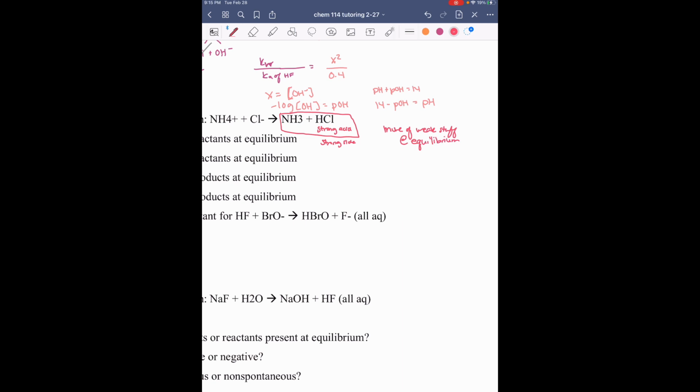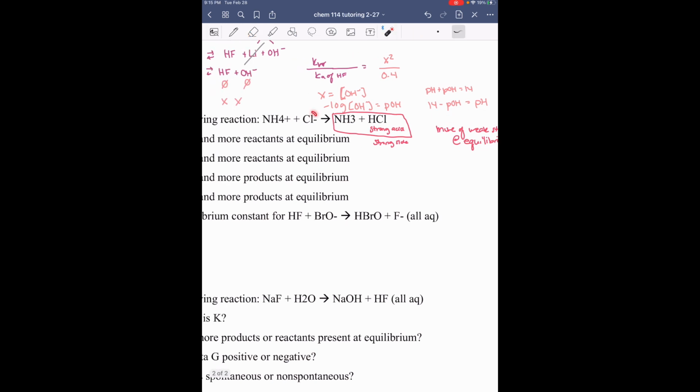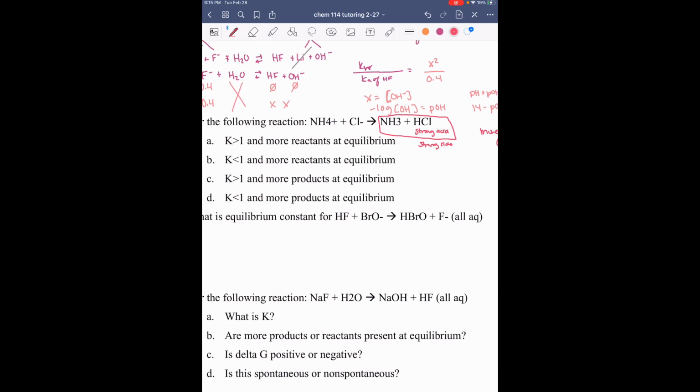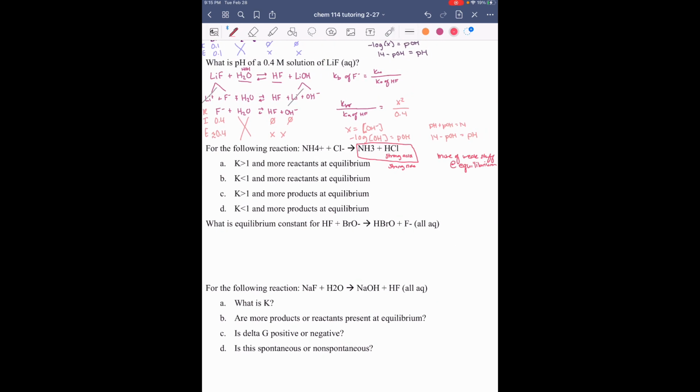And that's because, let's say if I had HCl, strong, we would mostly have ions at equilibrium, not the thing that's strong. So we mostly have what's weak at equilibrium, which is our reactants. So we'd have more reactants at equilibrium. So we already know that these two are wrong because we have more reactants at equilibrium.